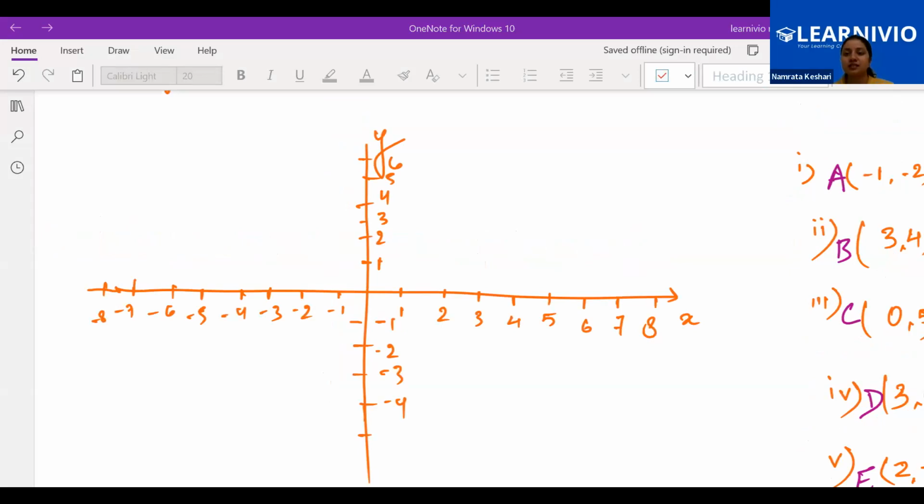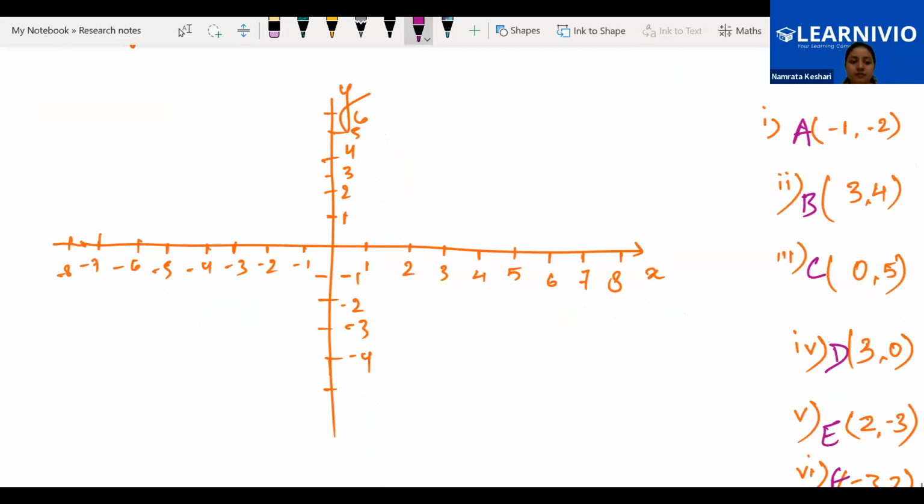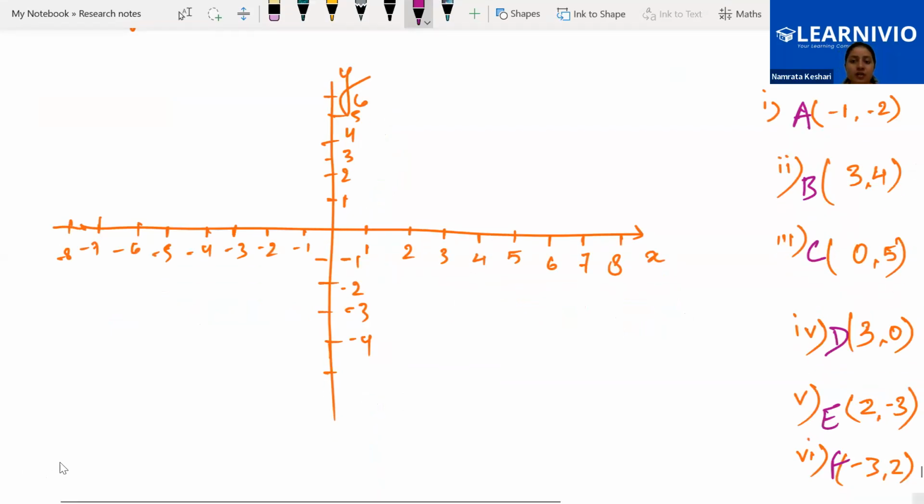Bharti has already sent. Okay, just a moment. Let me check Bharti. I can't see number 4. Okay, you move right? These are the numbers. Number 4 is 3, 0.